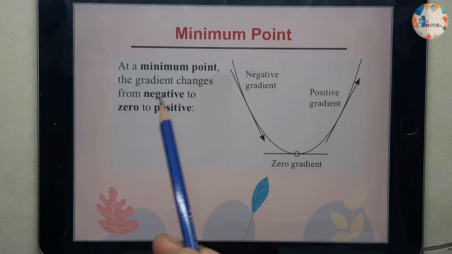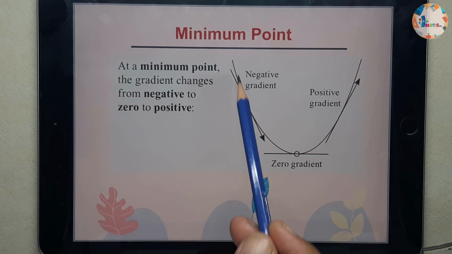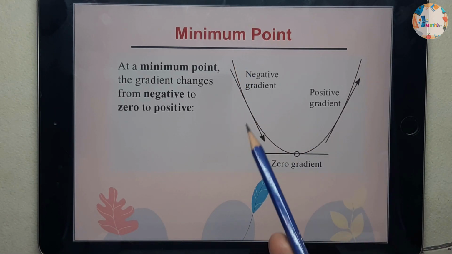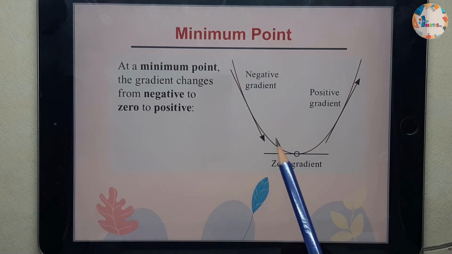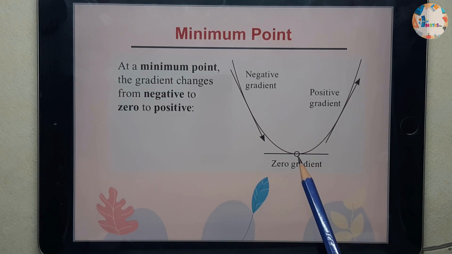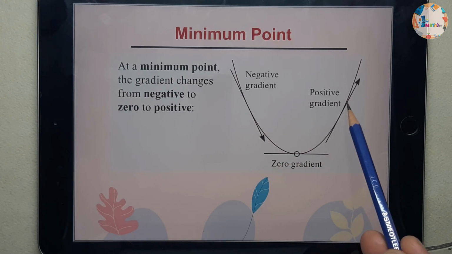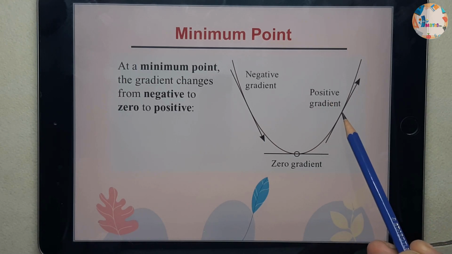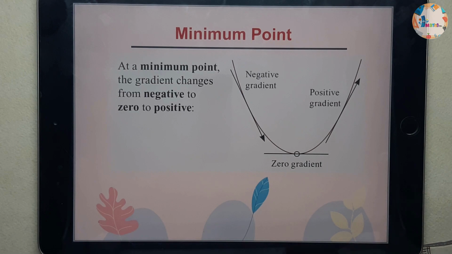A minimum point is where the gradient changes from negative to 0 to positive. So the curve will be opening upward like this. This side has a negative gradient, this point has 0 gradient, horizontal, and this side has a positive gradient. The arrow touching the curve on this side goes upward to the right, so it is a positive gradient.